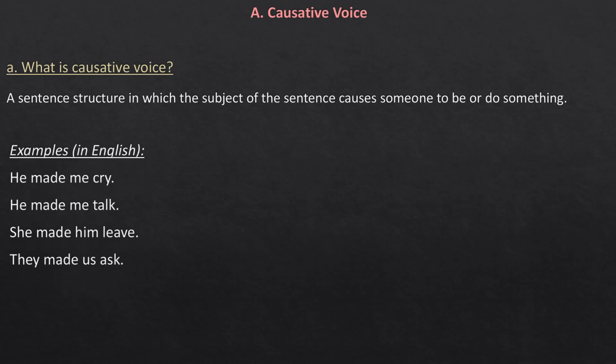Let's see examples. He made me cry. So, he is the subject. We are talking about someone, and me, I am the object, and he made me cry. I am crying because of him. He caused this sad feeling in me, and as a result, I am crying. So he is the subject, and he caused me to cry. And the same examples: he made me talk, she made him leave, they made us ask.